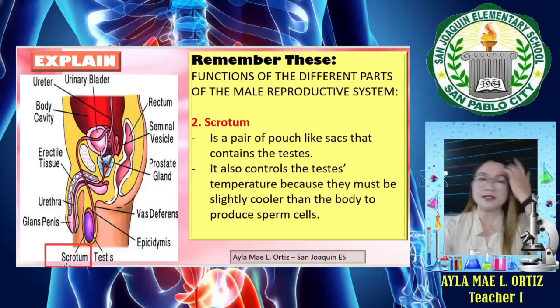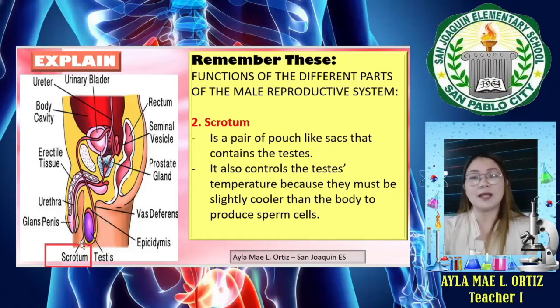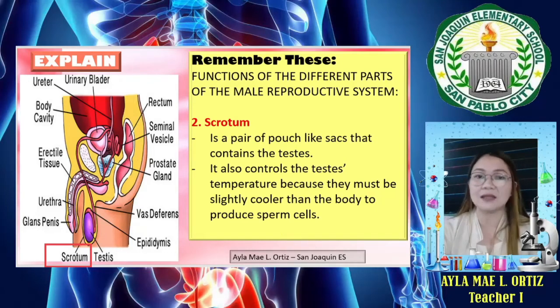The second one is the scrotum. So the scrotum, class, is a pair of pouch-like sacs that contain the testes. It also controls the testes temperature because they must be slightly cooler than the body to produce sperm cells. So the scrotum also moves in response to heat to protect the delicate testicles and the sperm inside. In doing so, it helps keep the sperm viable by preventing them from becoming too warm or too cold. So in cold weather, the skin tightens up and the cremaster muscle pulls the testicles toward the body to keep them warm.